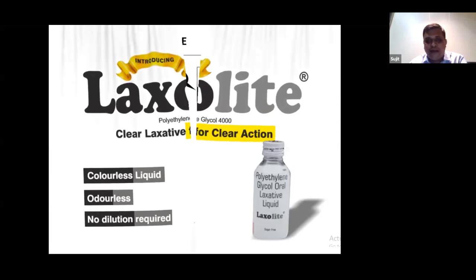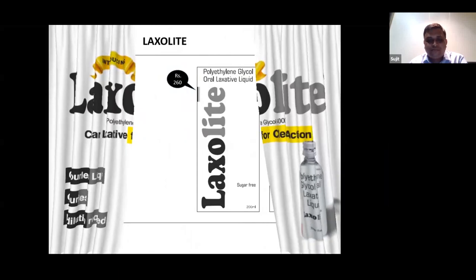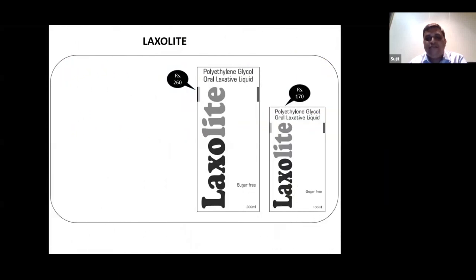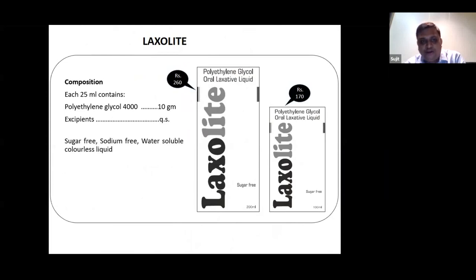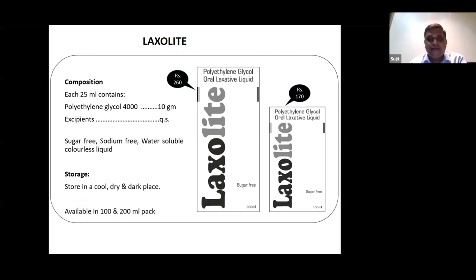Laxolite is available in two packs, a 200 ml pack and a 100 ml pack, to suit your need of giving the dose for disimpaction as well as maintenance therapy. Each 25 ml of Laxolite contains polyethylene glycol 4000, 10 gram. 10 gram is ideal, and we can increase the dose from 10 gram or taper the dose. This gives you flexibility to either increase or reduce the dose in managing functional constipation in children. Laxolite is sugar-free, devoid of electrolytes, sodium-free, water-soluble, a colorless liquid, available in 100 ml and 200 ml packs.